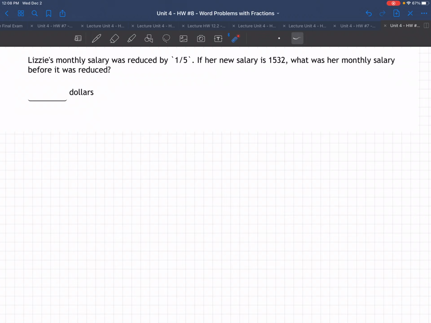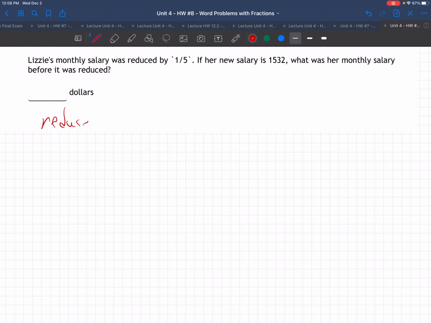This question is about reducing by a percentage. Lizzie's monthly salary was reduced by 1/5. If her new salary is $15.32, what was her monthly salary before it was reduced? Okay, so what does it mean to reduce?